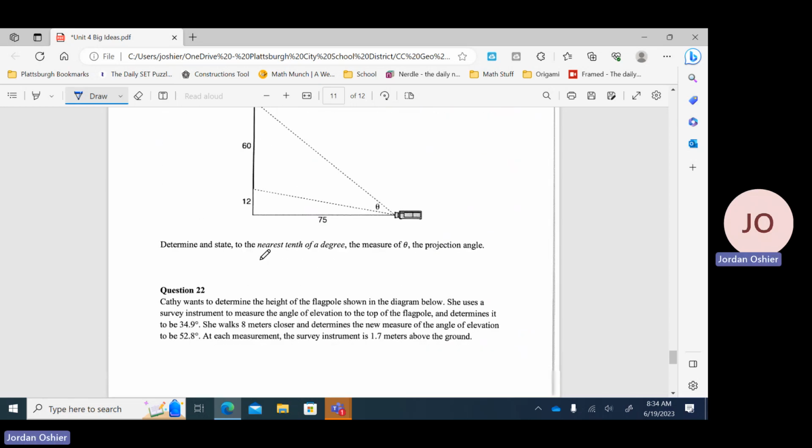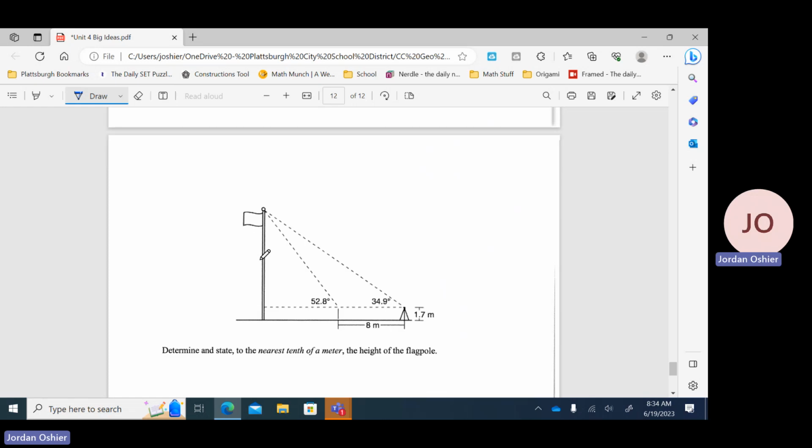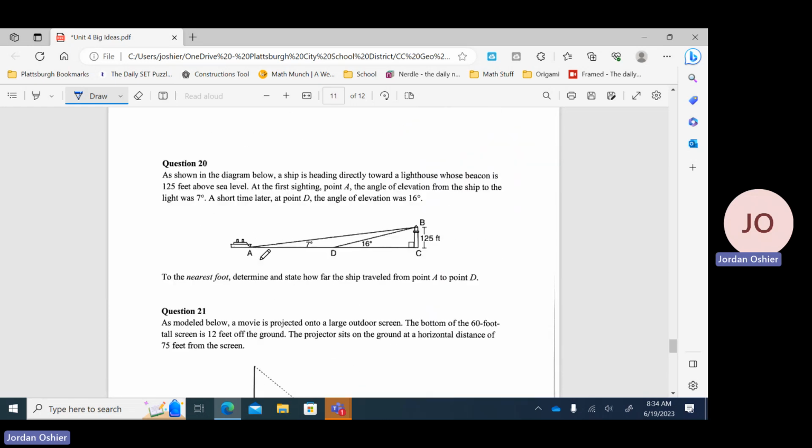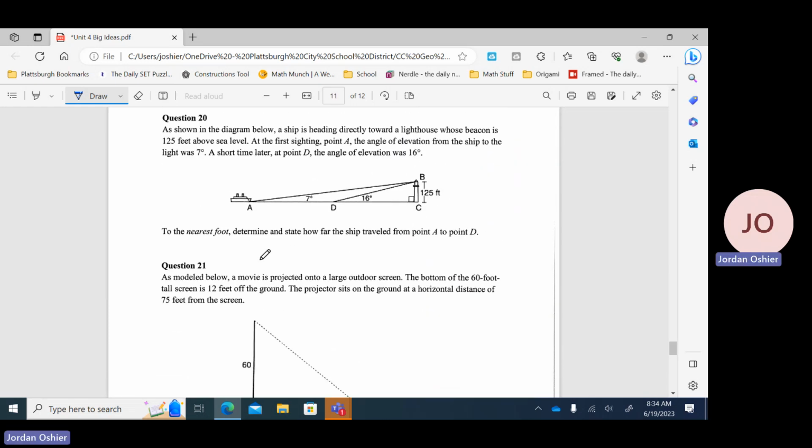Okay, question 20, 21, 22. These are all going to be much more complicated questions. So these would be like 4-pointers. As shown in the diagram below, the ship is headed directly towards the lighthouse, 125 feet. It wants to know how far the ship traveled. So this is what it's looking for.